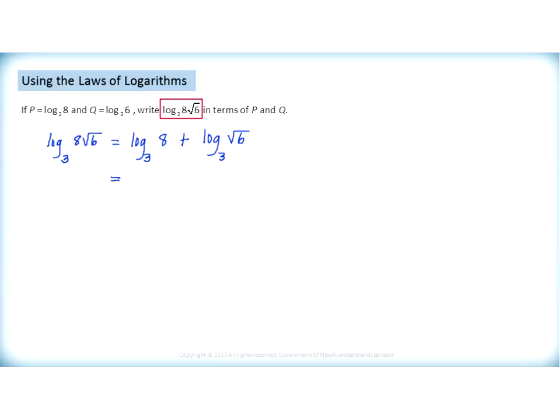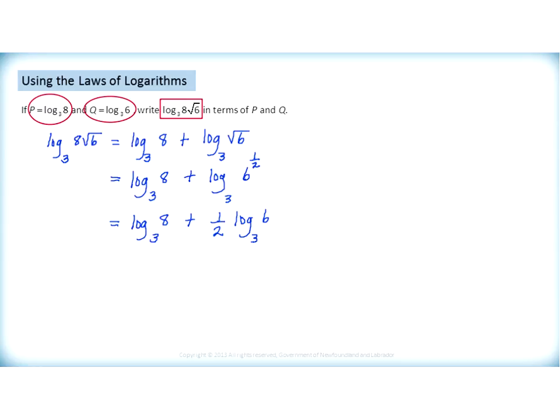So then we can change the root of 6 to be a fractional exponent. We can get rid of the radical by writing the root of 6 as 6 raised to the power of 1/2 to the base of 3. Then we can use the power law of logarithms and move the 1/2 in front of the log of 6 to base 3. Now, if you notice what we were given up above, we were told that p is equal to the log of 8 and q is equal to the log of 6 to the base of 3. Therefore, the log of 8 to base 3 can be written as p plus 1/2. The log of 6 to base 3 can be written as q. So your final answer here would be p plus 1/2 of q.